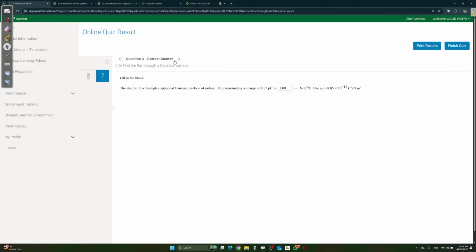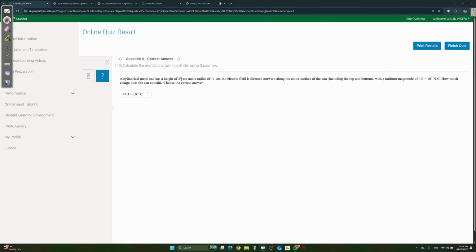Question 4. A cylindrical metal can has a height of 27 and radius of 11. So this can give me an area. An electric field is directed outward along the entire surface of the can with a uniform magnitude of this. So they gave me E. How much charge does the can contain? So they want Q. Anytime you have anything like this with charge, you write down q enclosed over epsilon naught equals EA, since it's computational. What do they want? They want Q. So easy. Q enclosed is just going to be EA epsilon naught. Now it's very important that the electric field is directed outward along the entire surface.